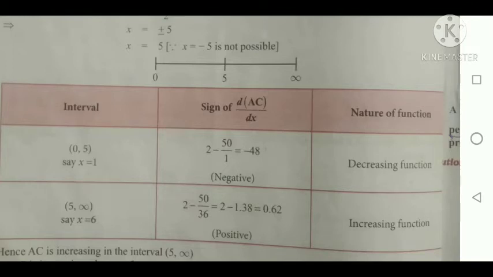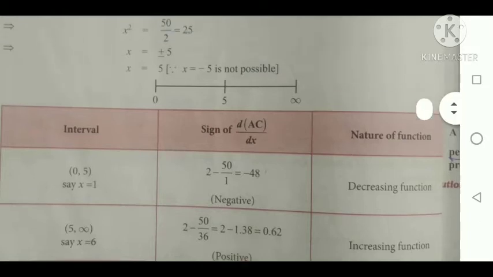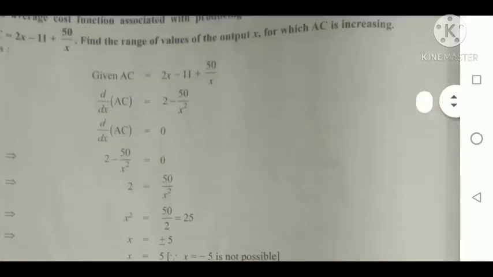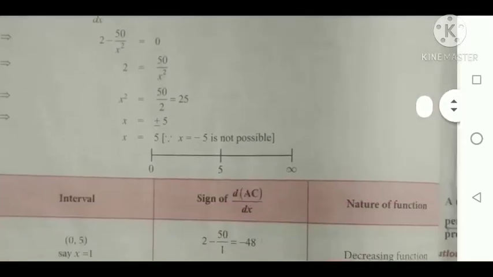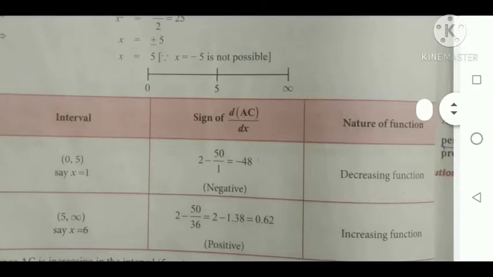If the interval is 0 to 5, in that case the value of d by dx of AC is negative. For example, 0 to 5 means we may take x equal to 1. So for x equal to 1, d by dx of AC is 2 minus 50 by x square. So 2 minus 50 by 1 square, therefore we get the value minus 48. If it is negative, it means the function is decreasing. That is the concept here.